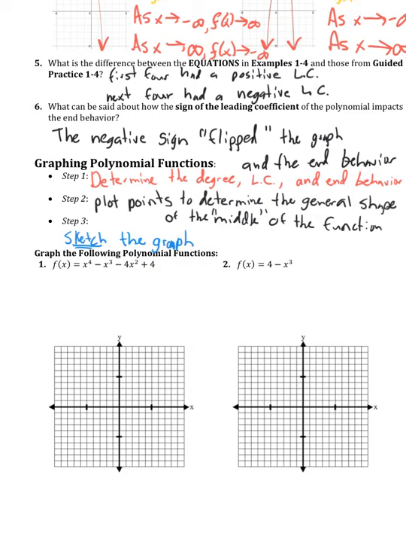So first things first, problem number 1, I'm going to identify the degree. It's x to the 4th minus x to the 3rd minus 4x squared plus 4, making sure it's in standard form, and it is. So that's good. It's a 4th degree polynomial, so it's even degree, and there's no number in front. So it's even, and it's got a positive leading coefficient.